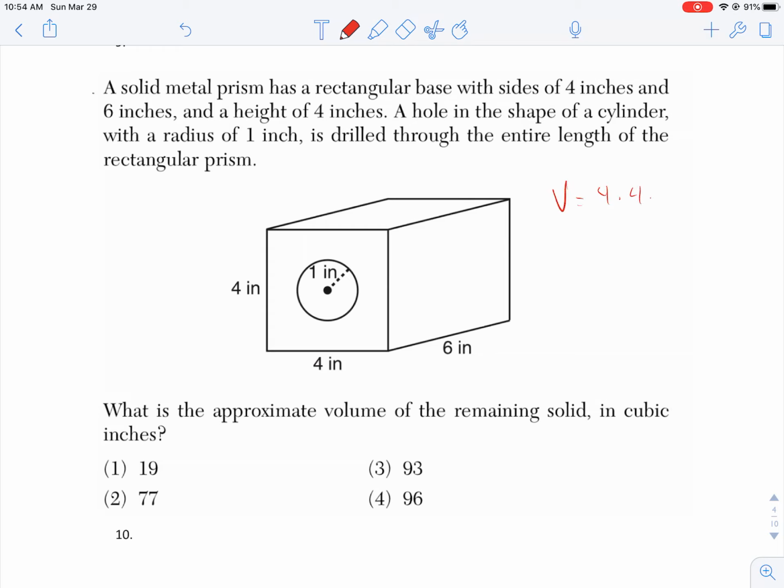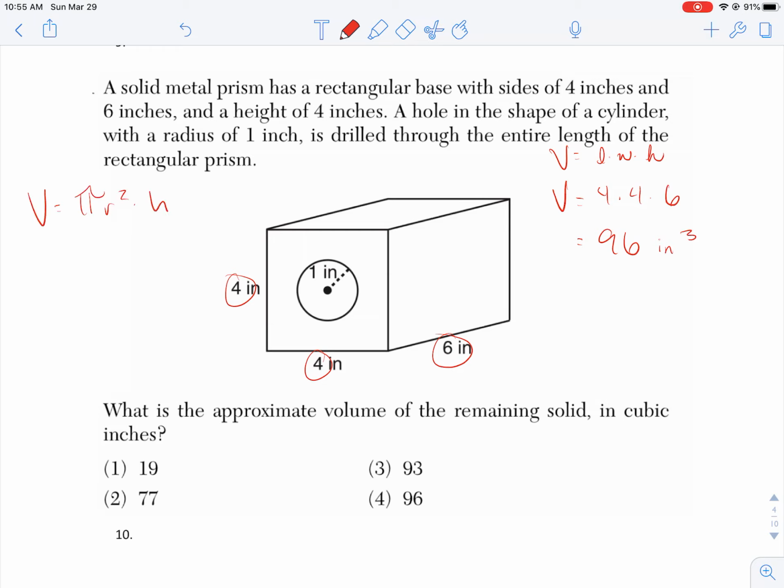Okay, so first thing we have to do is find the volume of this rectangular prism, which is you just multiply these 3 numbers together. Don't forget, it's length times width times height. It doesn't really matter what order you multiply them in because multiplication is commutative. So 4 times 4 times 6, you get 96, and this is inches cubed.